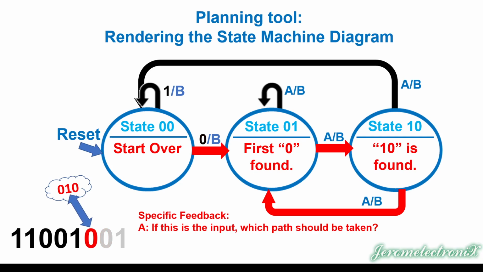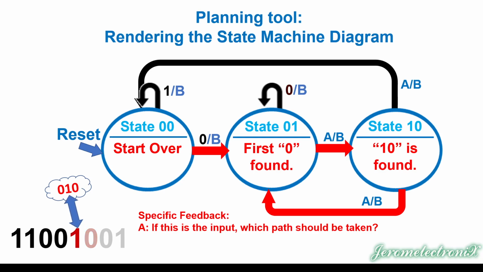Now the attention of the computer is in state 1. And we have found a 0. We want a 1 to go on to the next state, but we found a 0. But again, this 0 could be the beginning of another sequence. So instead of starting over, we're going to take the black route that leads back to this state, and the number that we were given was a 0, so A will be a 0.